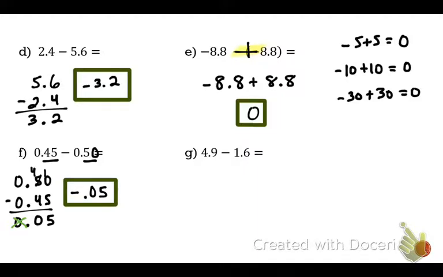Let's look at the final one. Taylor, help me with this one. 4.9 minus 1.6. Very good. It has different signs, so we're going to subtract it. Very good. Thank you for remembering to line up the decimal. We're doing 4.9 minus 1.6. What do you get?